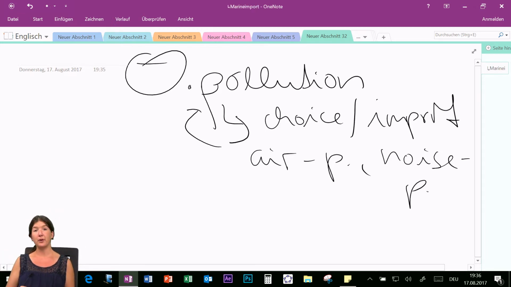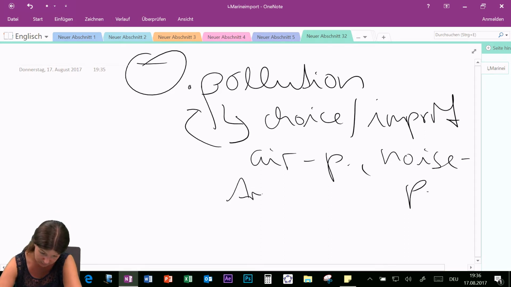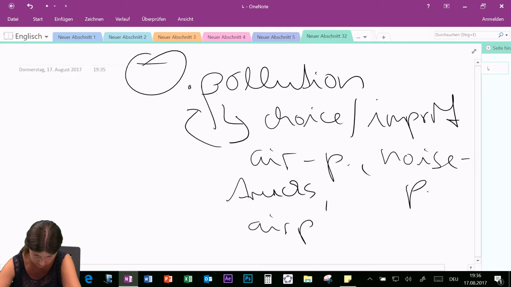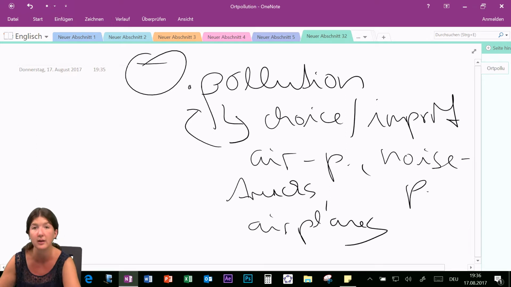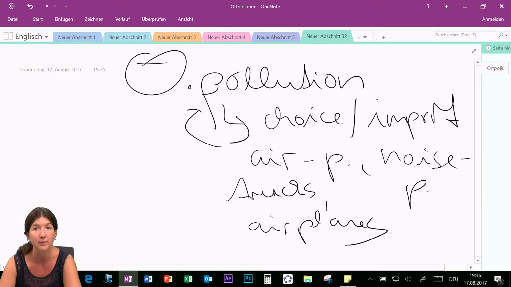Because we import fruits from, I don't know, well, Italy, but that's not that far away, but then we'd also import stuff from South Africa, for example. That does create a lot of air pollution, be it because of the trucks or because of the airplanes. Flying is not exactly the most environmentally friendly means of transport either. So there is a lot of air pollution, there is a lot of noise pollution as well.